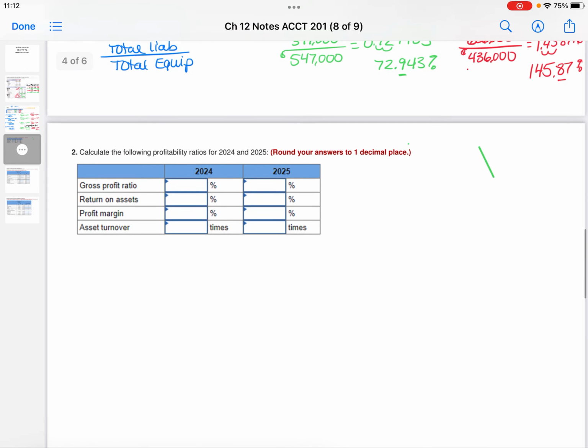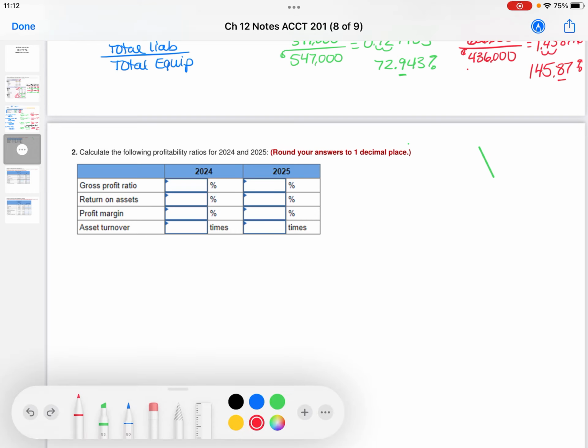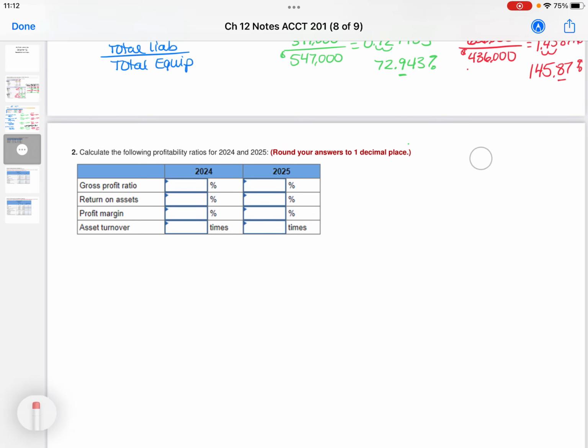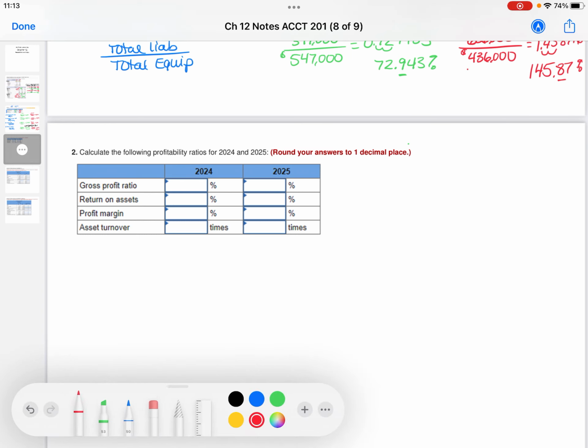So risk ratios, we looked at a lot at the balance sheet. Did you notice that? We spent a lot of time on the balance sheet. We mixed it around quite a bit still. We still use some sales and cost of goods sold because we're looking at inventory and accounts receivable, right? This time, we're going to look a lot more at the income statement, still using some of our balance sheet as well. Now for this one, we're rounding to 1 decimal place.